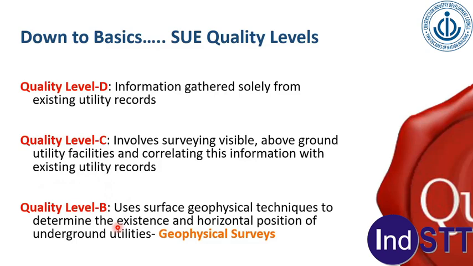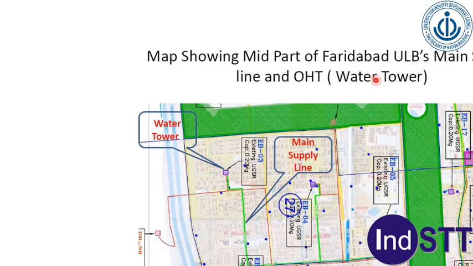This is a map showing mid part of Hyderabad ULB's main supply line and overhead tanks. This is quality level D data. This is the data which is very important to gather, of course, because this gives you a good starting point for your further work, but this is not good for design purposes.